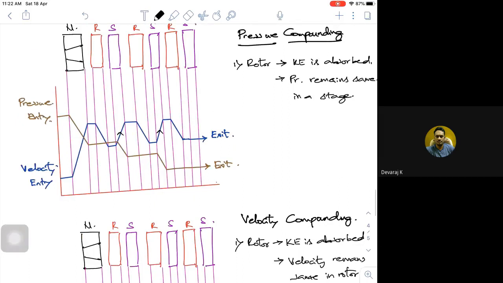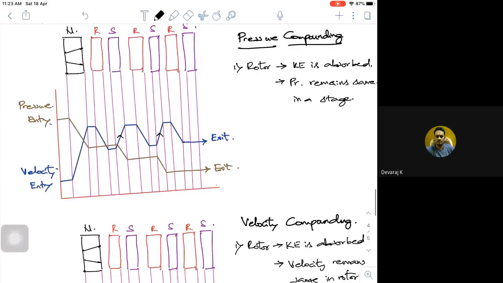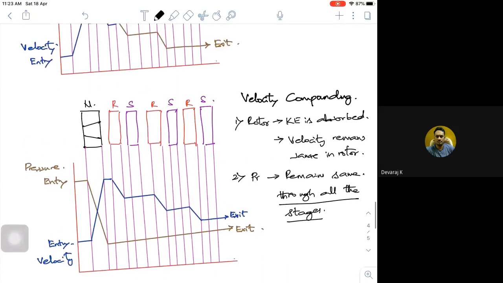And the kinetic energy, in the stator between stages, the velocity, kinetic energy will increase, then decrease in pressure compounding. But here what's happening is the velocity remains constant in the stator. It gets absorbed in the rotor, and the velocity is increasing only in the first stage, that is called a nozzle. In the nozzle, the velocity will increase. That is the one. This is about your velocity component.